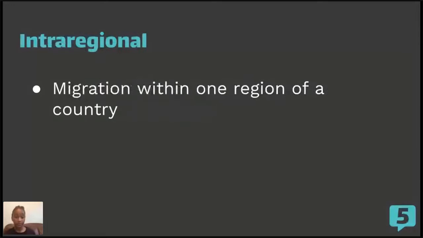And then intra-regional migration would refer to migration within one region of a country. So if you live in the Southwest and you migrate a little bit further north within the Southwest, that would be considered intra-regional migration because you're staying within the same region, but you're also changing your location. Are there any questions on that? I know this one tends to be kind of confusing when it comes to these words. Just let me know if you have any questions about what's going on in this topic.